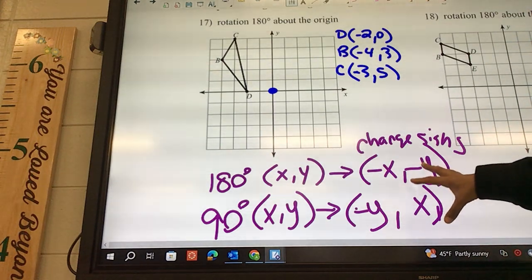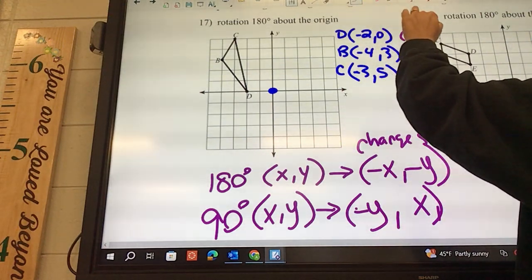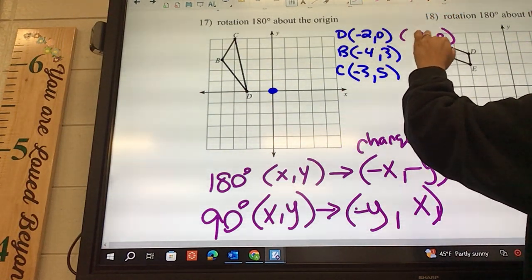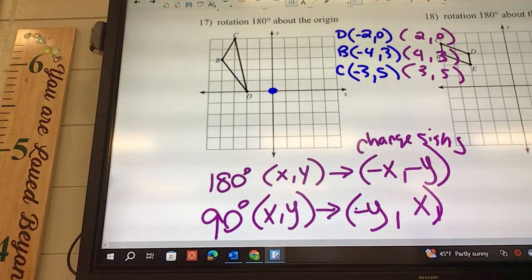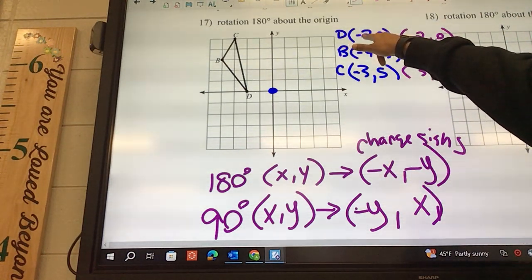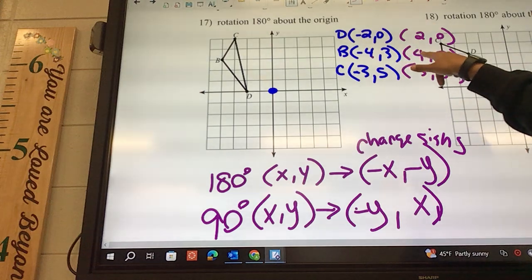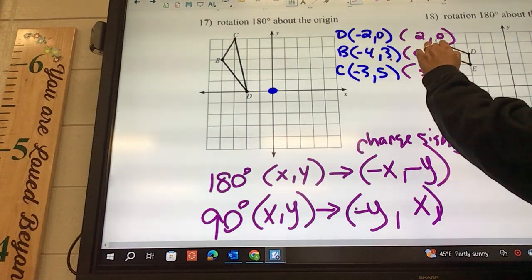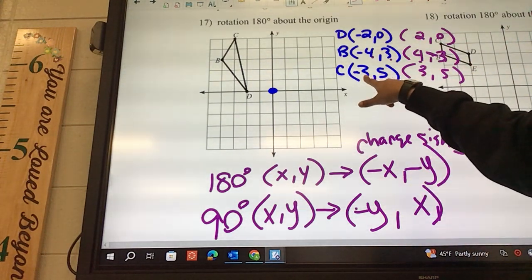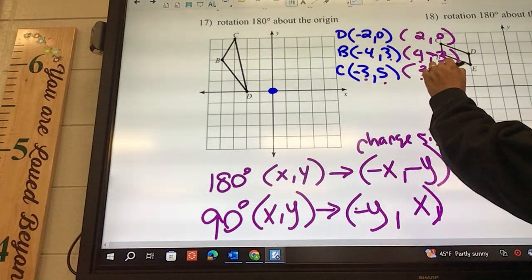Okay, now this is 180. So 180 says change the signs. Okay, so we're gonna keep our numbers there. This is gonna be 2, 0, 4, 3, 3, 5. I already know those are gonna be the numbers because they stay in the same spots. We're gonna change the signs though. So this was a -2, so it needs to be a +2. Okay, 0 is still 0. This was a -4, so it needs to be a +4. This was a 3, so it needs to become a -3. This was a -3, so it needs to become a +3. And then this was a +5, so it needs to become a -5.